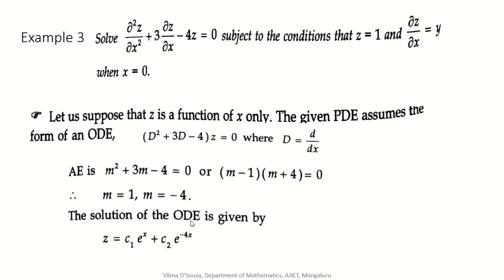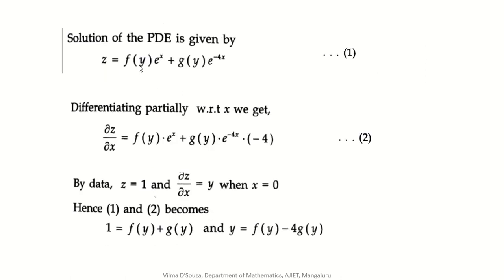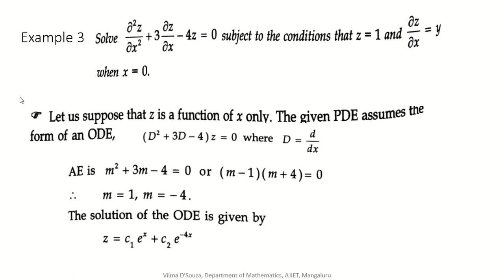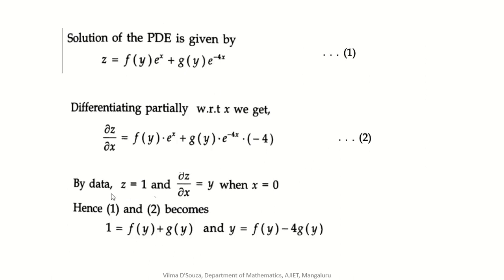Now, what is the solution of the PDE? Go back to the PDE. We have considered z is a function of x only. So the solution of the PDE is given by replacing c1 and c2 as functions of y. z = f(y) e^x + g(y) e^(-4x). Now what is the given condition? z = 1, ∂z/∂x = y when x is 0.